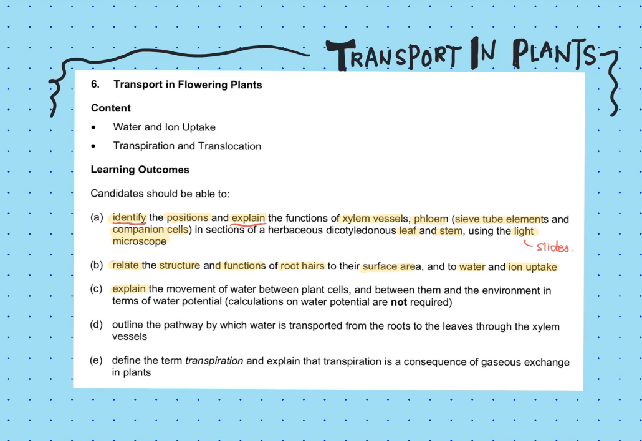Explaining the movement of water molecules between plant cells, and between them and the environment, is another one. So there are two kinds, in terms of water potential only; no calculations are required. Outline means you're able to summarize and describe the pathway by which water is transported from the roots to the leaves, through the xylem vessels.